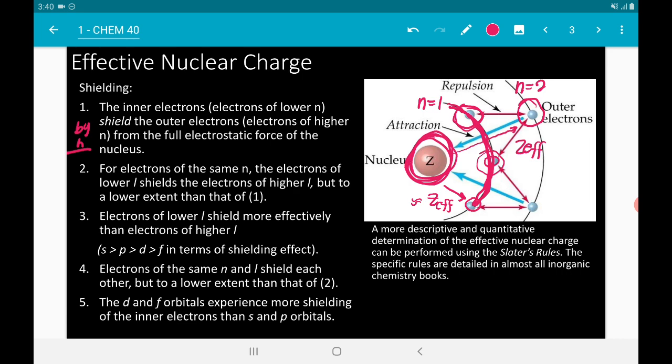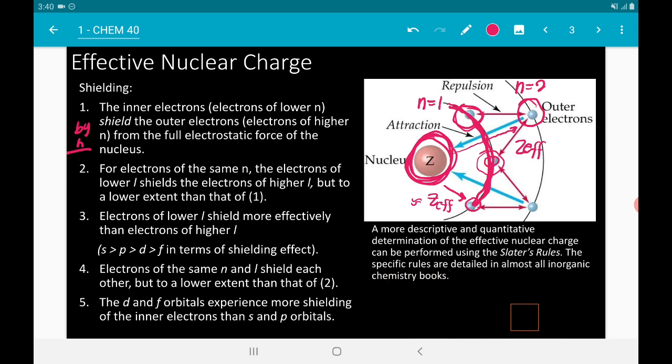Okay? Doon naman sa mga iba't ibang L. So, ano ba ang mga L? That's azimuthal quantum number. So, L can be 0, 1, 2, and 3. So, sa Gen Chem, meron silang letter notation. This is S, P, D, and F. So, yun yung mga L. Okay? Ngayon, ano yung mga shielding between the same N na electron, if you have the same N, but you have different L?